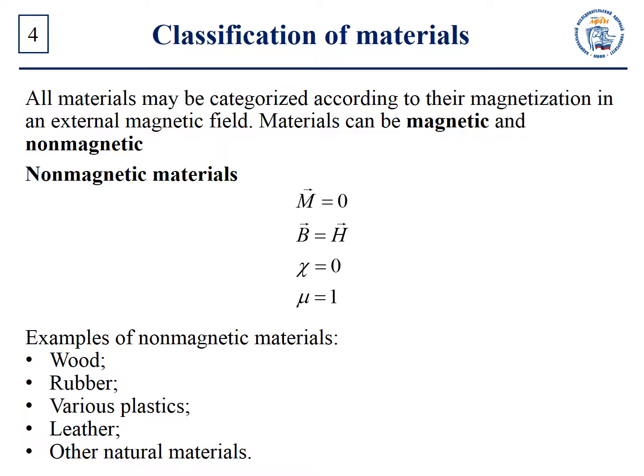There are many examples of non-magnetic materials. Among them are wood, rubber, leather, and other natural materials.